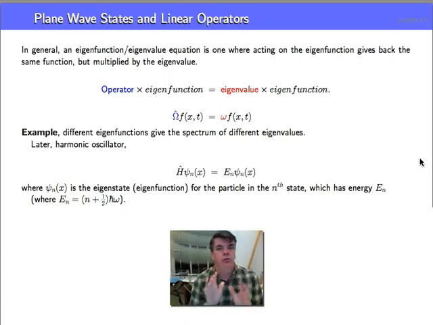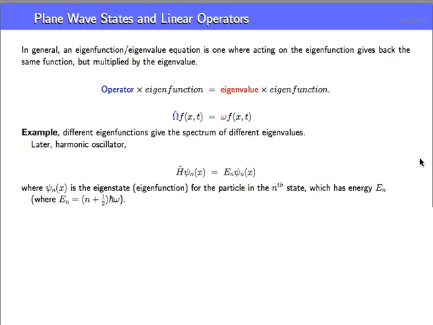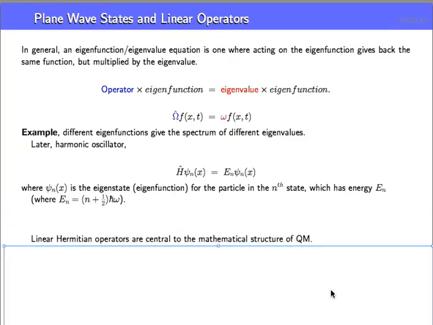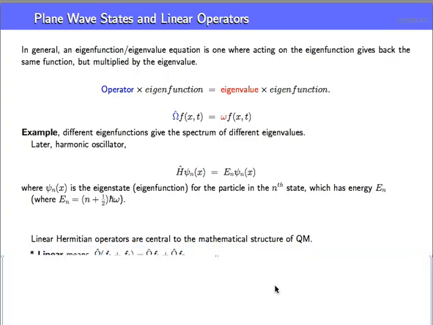Lastly, I want to conclude by clarifying a little bit those two terms I used before, linear and Hermitian. What do they mean? Linear Hermitian operators are central to the mathematical structure, and we'll come back to this later in more depth. Linear, we can explain completely. Linear means that if the operator acts on a sum of two functions, for example, that will equal the sum of the operator acting on each individual function.